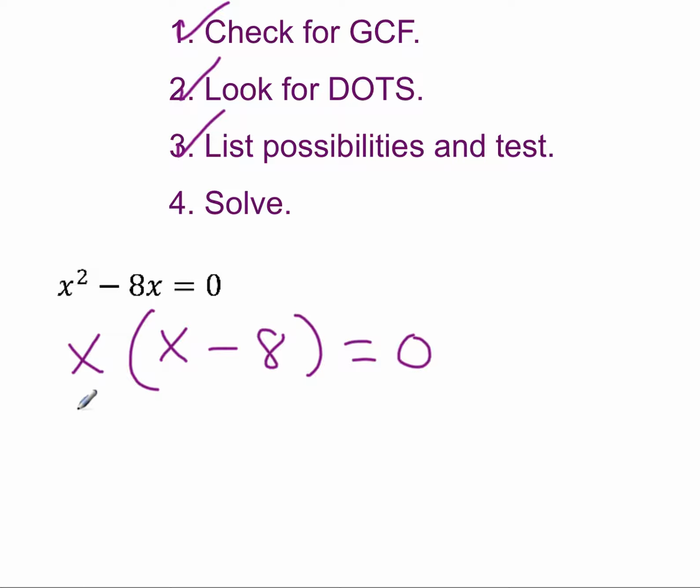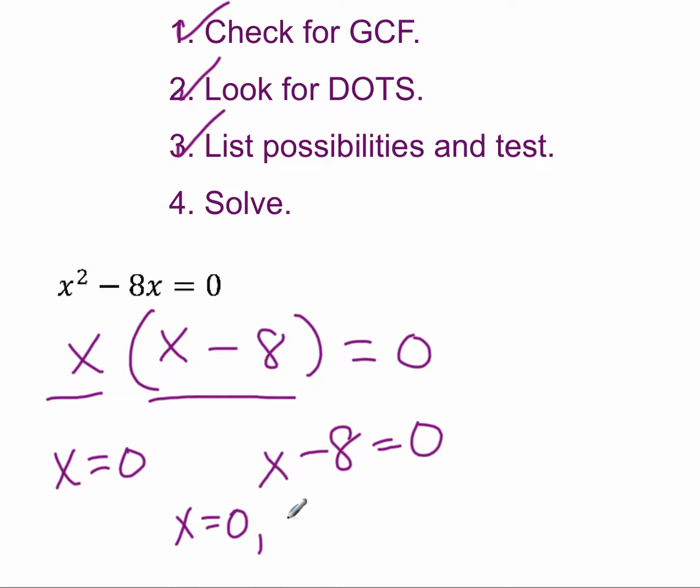All I need to do is set each of my factors of my product equal to 0. So I set x equal to 0, and I set x minus 8 equal to 0. And look at that, I already have one solution is 0. The other solution would be 8. So that one is a little bit different, and that does crop up in the future. So you will see that.